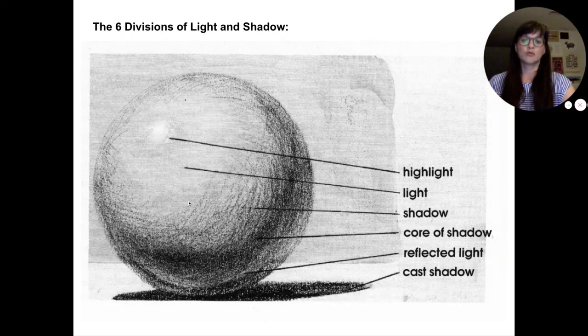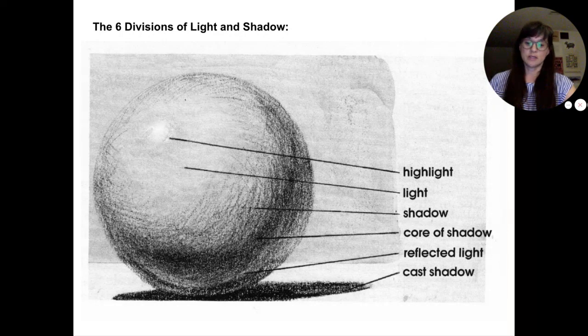And then as you're moving around this sphere, you're moving into the shadow. This is where it starts becoming a little bit darker and you're fading away into the darkness of the shadow. But as it gets very dark right here, especially down in the bottom, we have what we call the core of the shadow, the darkest part of the shadow.